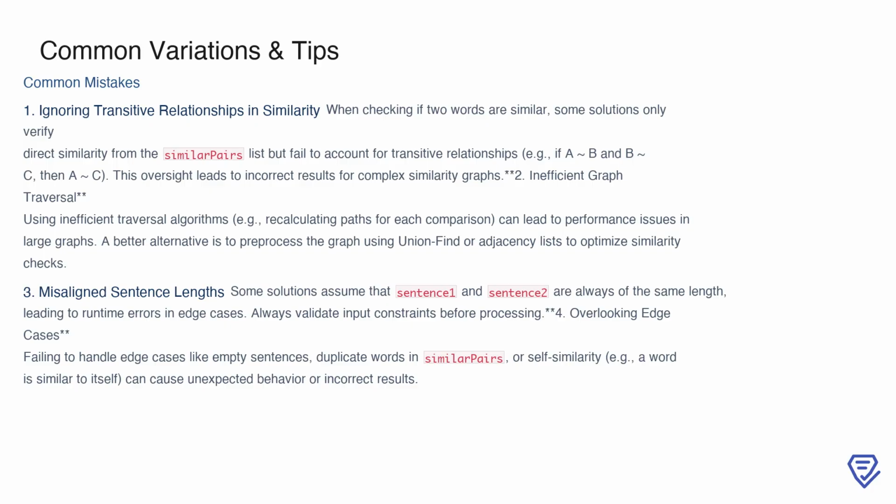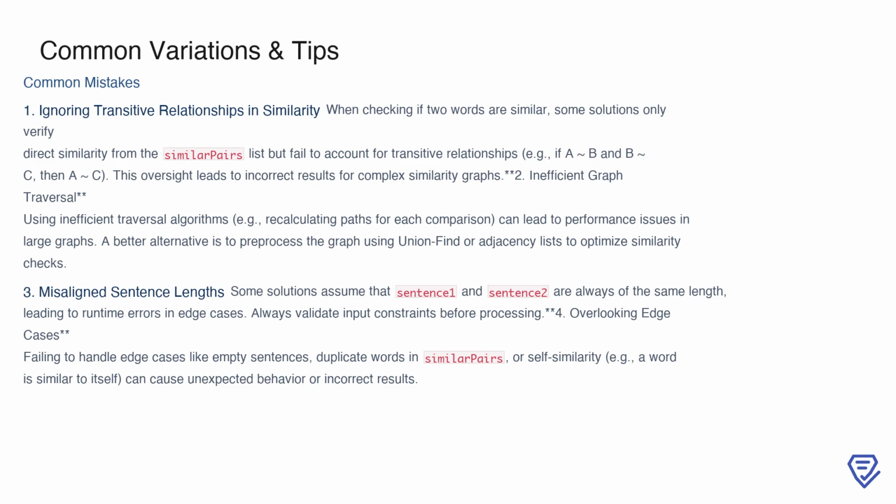Some solutions fail to account for this, leading to incorrect results when dealing with more complex networks of similarity. Next is inefficient graph traversal. If you're recalculating paths for every pair of words, this can significantly slow down your solution, especially for large inputs. A better approach is to pre-process the graph using techniques like union find or adjacency lists, which allow for faster and more efficient similarity checks.